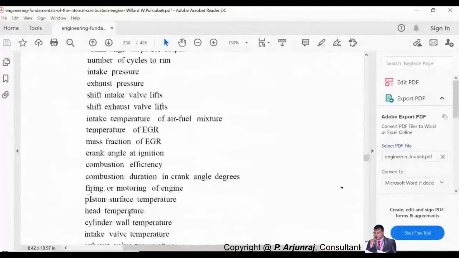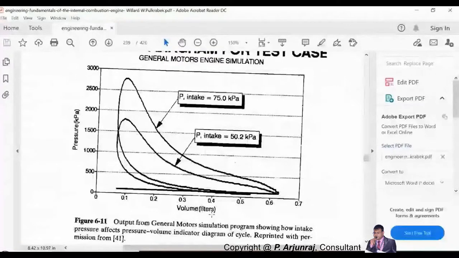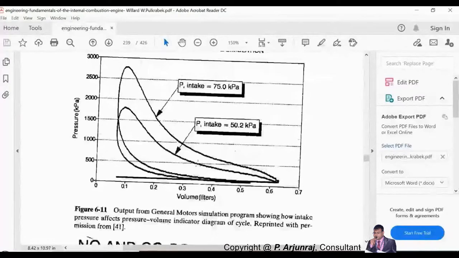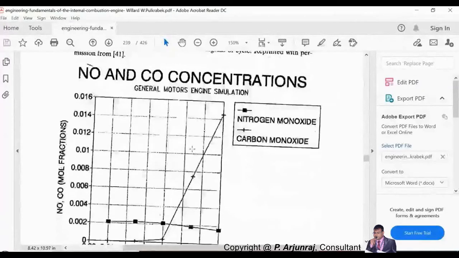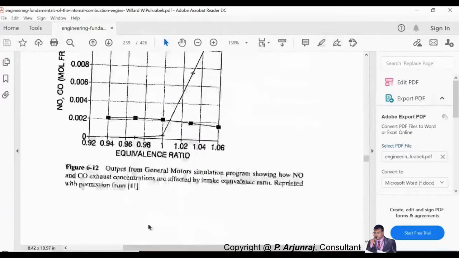And correspondingly, you get the output. We have seen the pressure versus volume. So this is an example of a general motor simulation. What is the output you are going to get? This pressure versus volume will give you the indication of the air movement for your engine, and according to the air movement, you are going to get the combustion. And once you get the combustion, you are also going to get the nitrogen oxide emission, carbon monoxide emission, and hydrocarbon emission. So how are you going to get the output? Considering all the inputs.